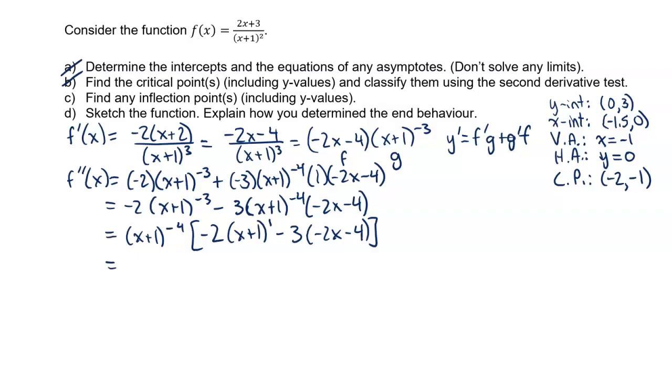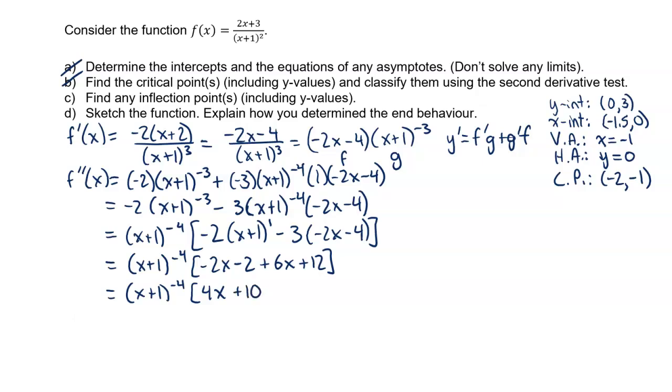And now I can go ahead and expand that in the square brackets. What I'm left with is negative 2x minus 2 plus 6x plus 12. When I get those like terms together in the square brackets, I get the negative 2x and the 6x, which gives me 4x, and the negative 2 plus 12 gives me plus 10. So that means my second derivative is equal to 4x plus 10, and I could common factor a 2 out of the top, but I don't have to, over x plus 1 to the power of positive 4. Remember that bringing it to the denominator makes that exponent positive.